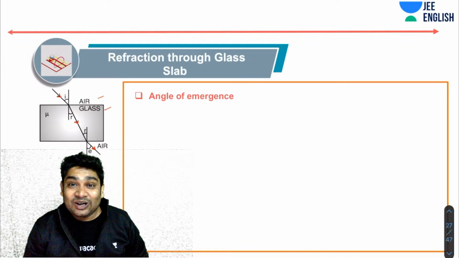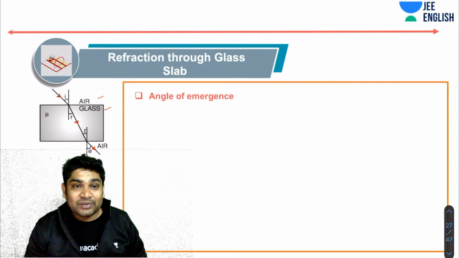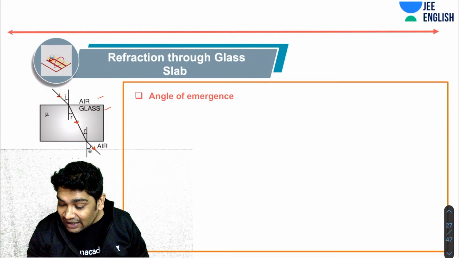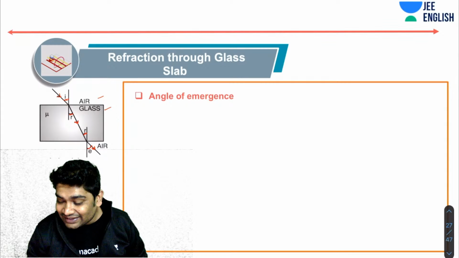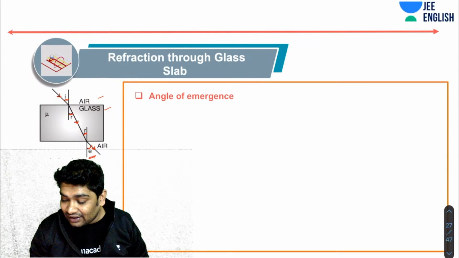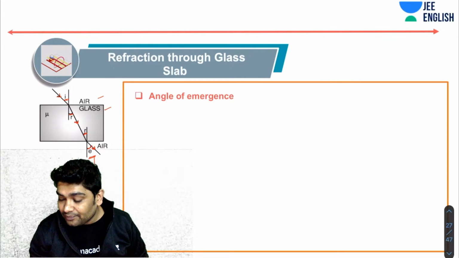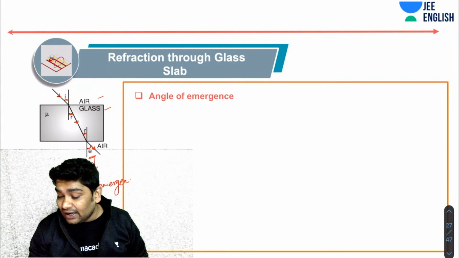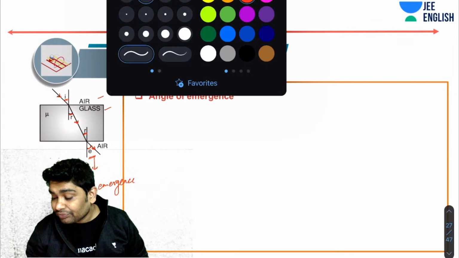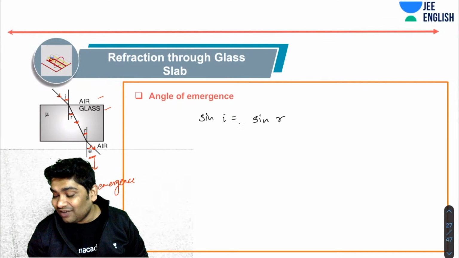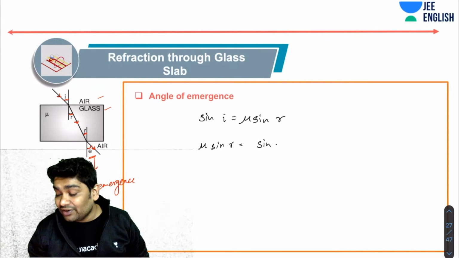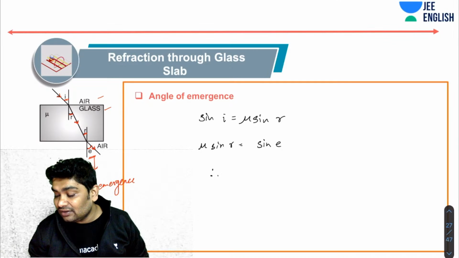All right. So let's talk about this. If you realize, if this angle is I, if this angle is R, then this angle will also be R, and if this angle is E, this is called the angle of emergence. So from this, sine I equals mu sine R, and mu sine R equals sine E.